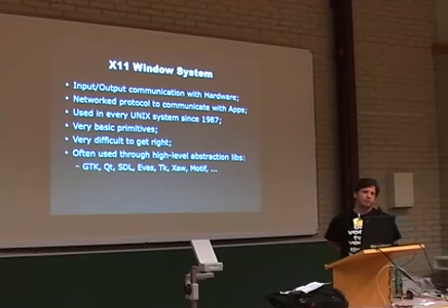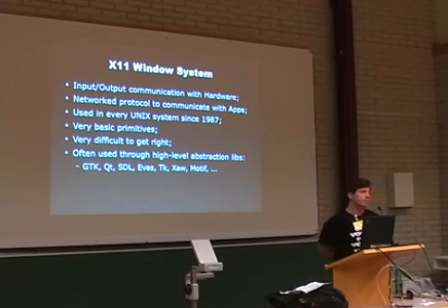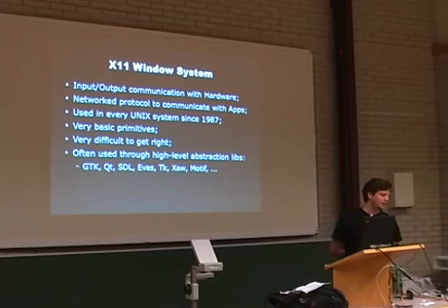It's used in many Unix systems, not just Linux or BSD. Many Unix systems have it, including Apple, as an extension for their system. It provides just very basic primitives. In the sense that it doesn't know how to do alpha blending by default. You have to have an extension to do that. It just draws lines, rectangles, and handles rectangles in general.